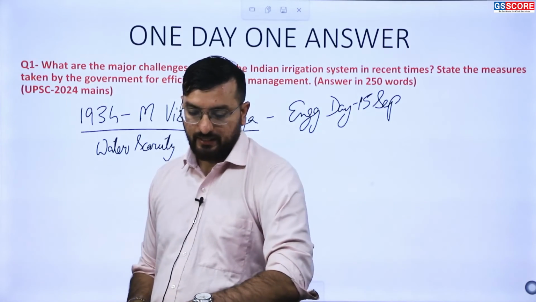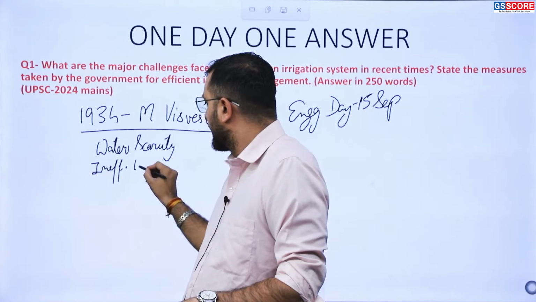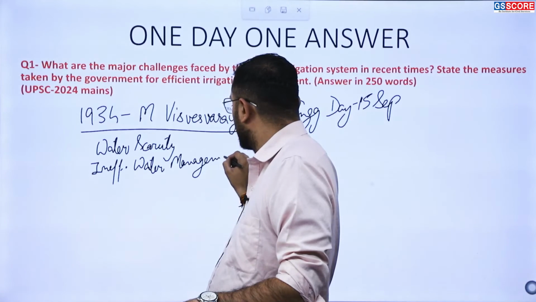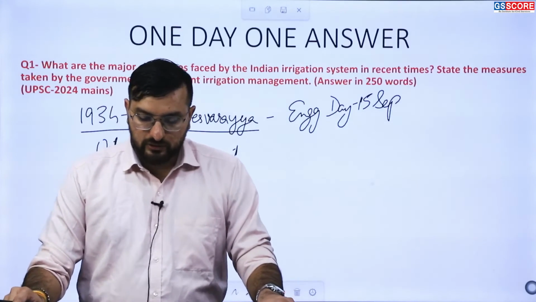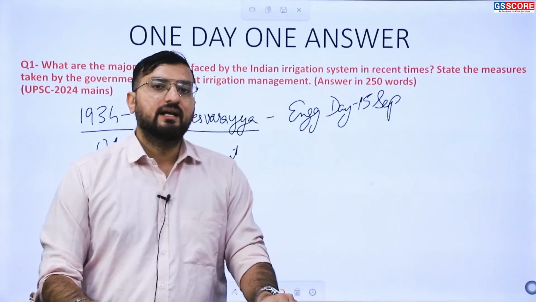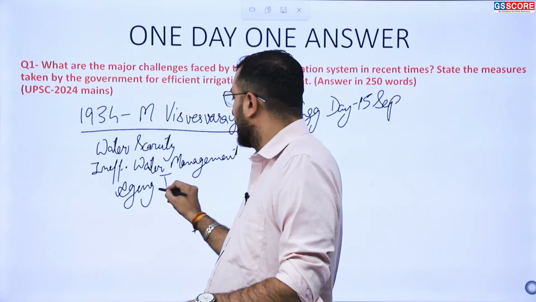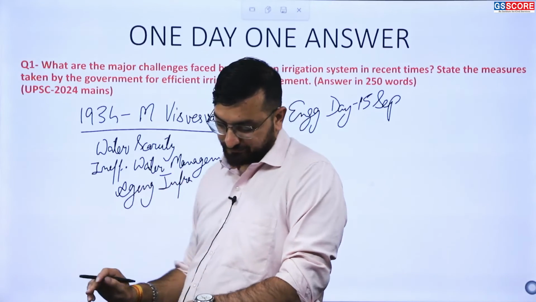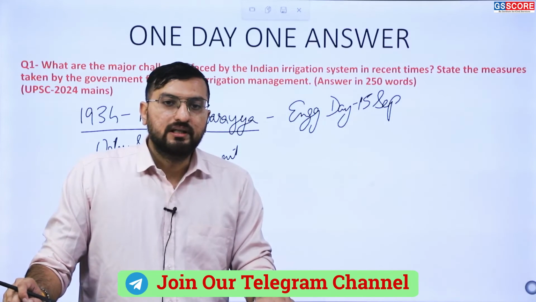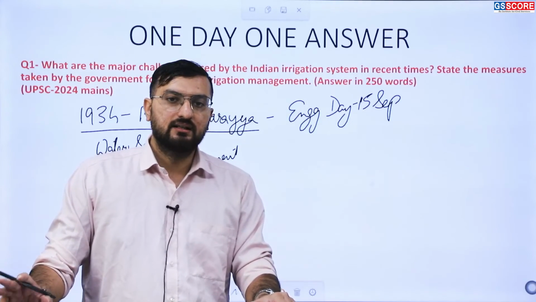Then inefficient water management is there, and this is mostly due to flood irrigation techniques, water wastage and uneven distribution. Then aging infrastructure is also there, and this is mostly due to outdated techniques and poor management of this infrastructure. We see aging of canals and aging of our tanks. These are some major problems.